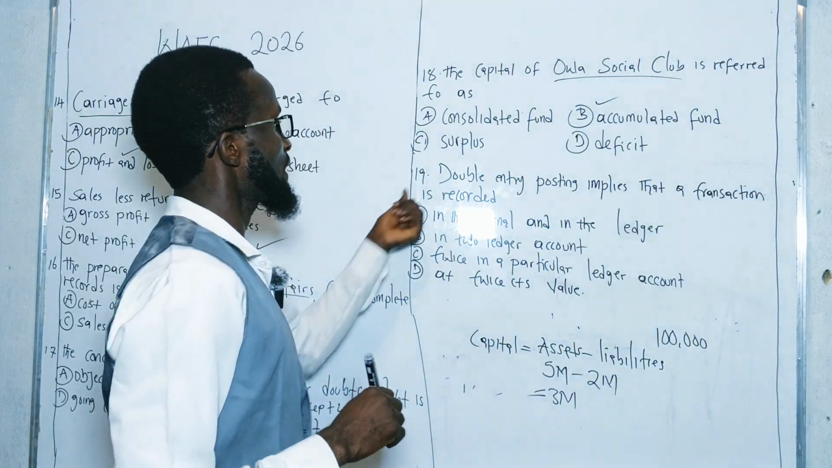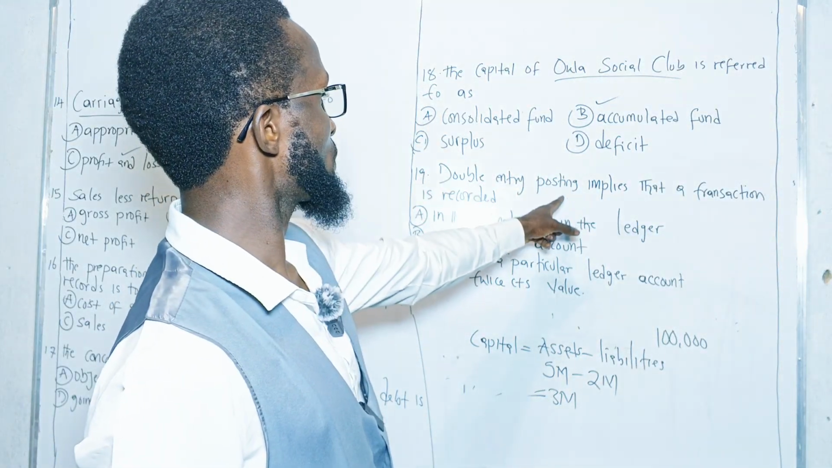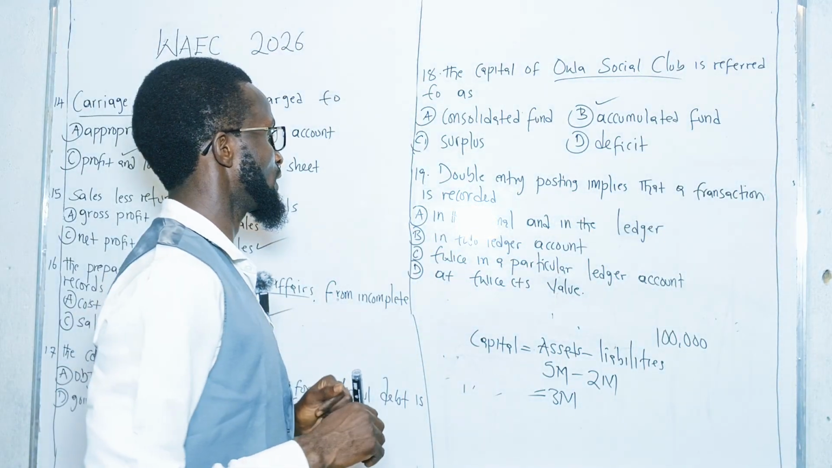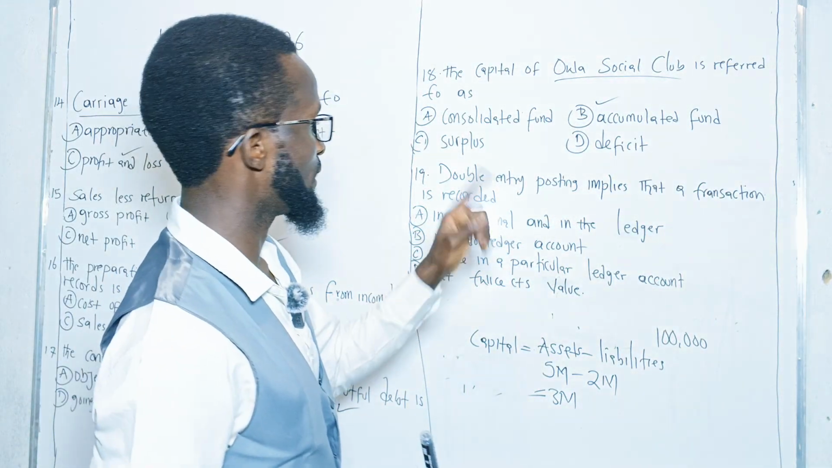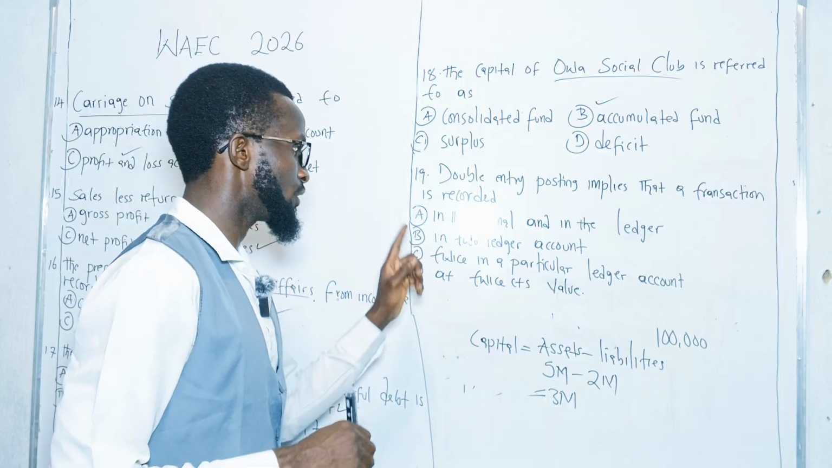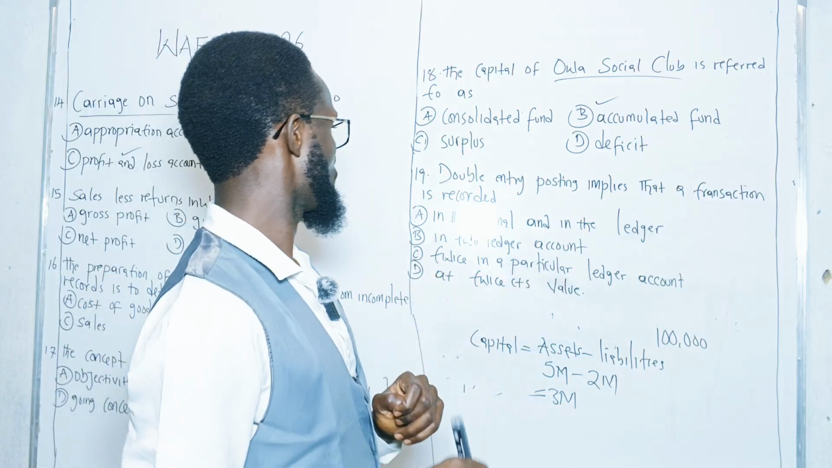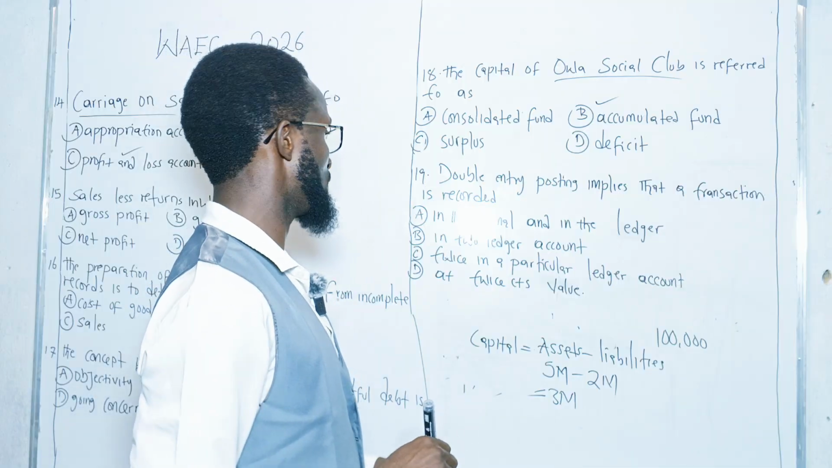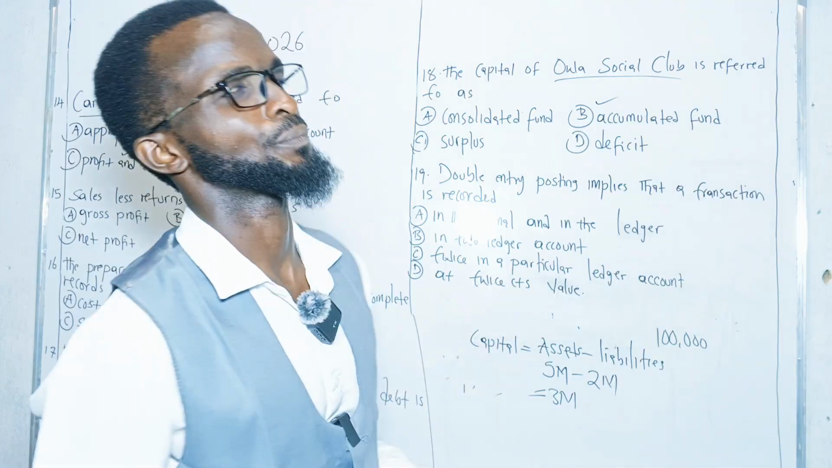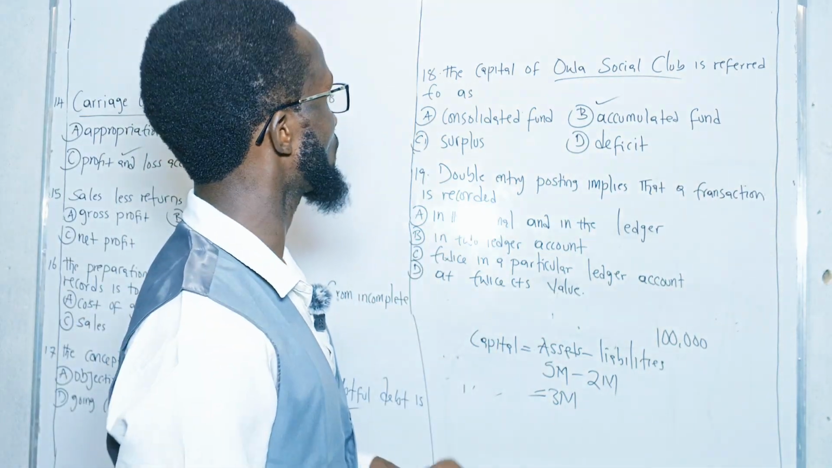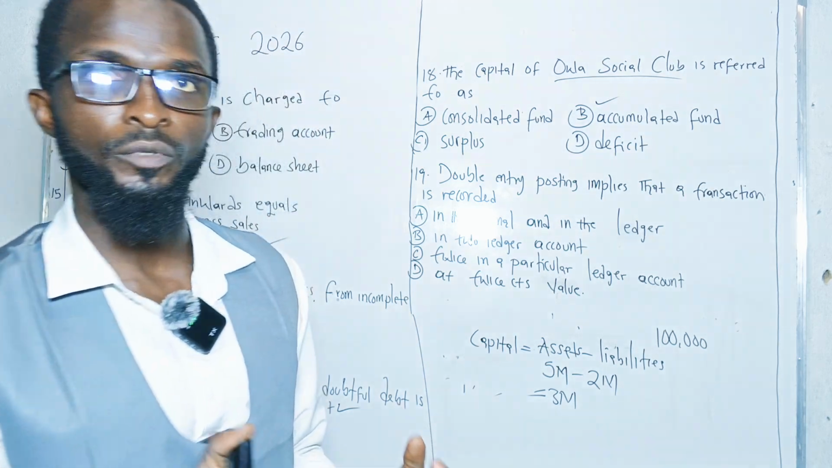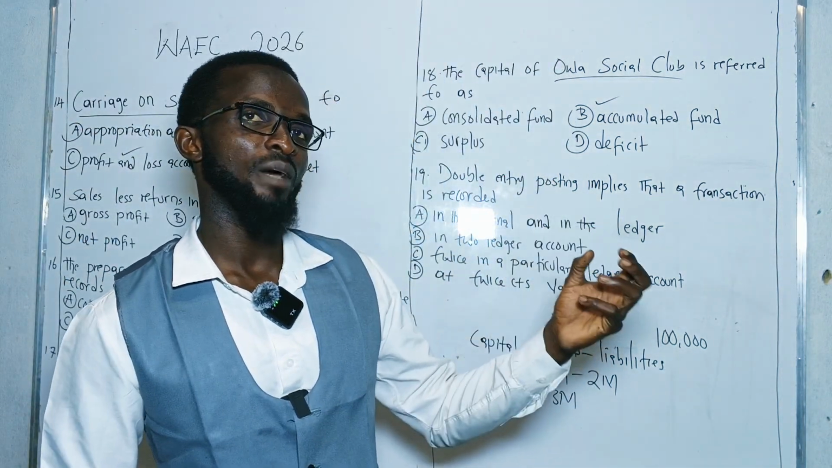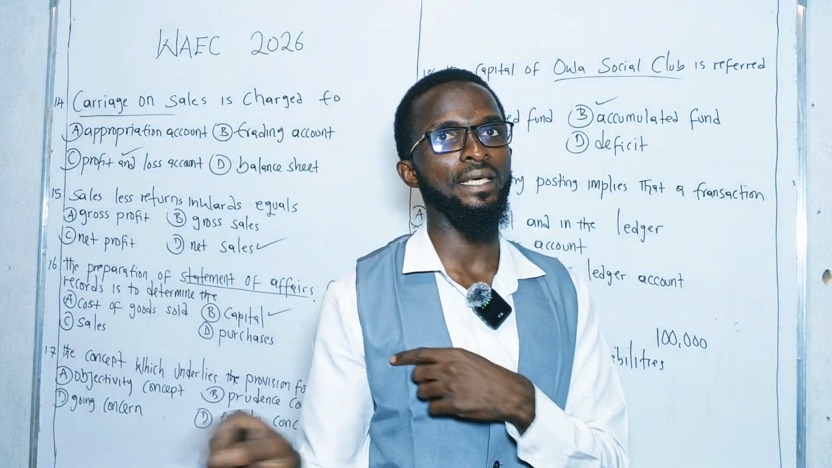Then question 19. Double entry posting implies that a transaction is recorded A. In the journal and in the ledger, B. In the two ledger accounts, C. Twice in a particular ledger account, D. At twice it is valid. The question is asking us about the rule of double entry, the rule that says for every debit entry there must be a corresponding credit entry.